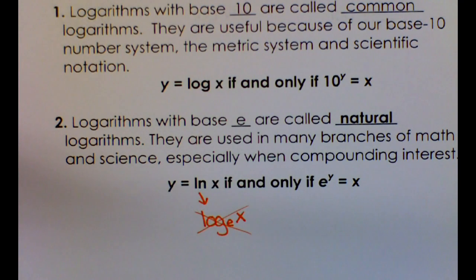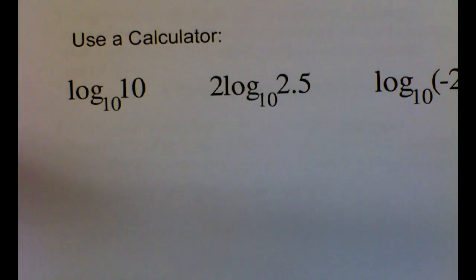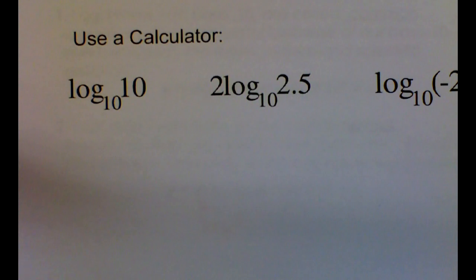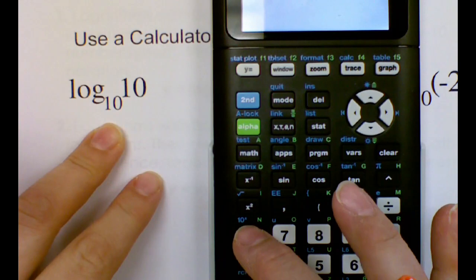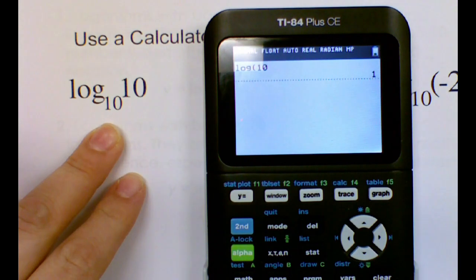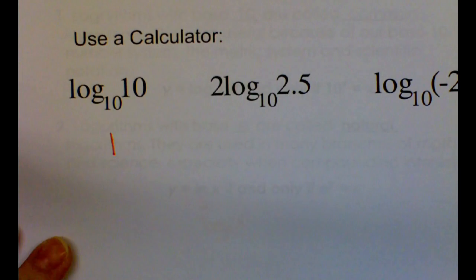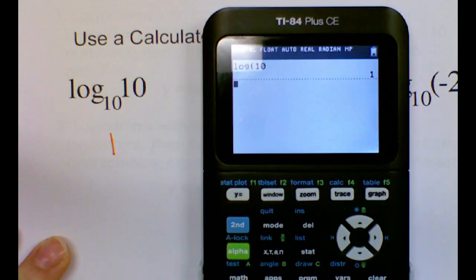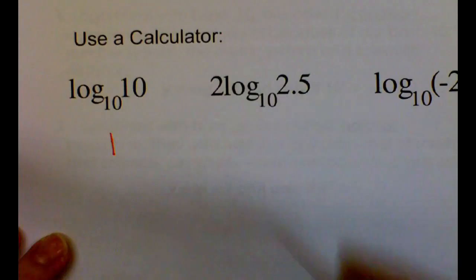So that brings me back to our problems from before where we were going to use a calculator. A log with a base of 10 is the kind we can do in our calculator. So log base 10 of 10, all I do is hit this key that says log. It pops up log, type in a 10, boom, look, it's 1. 2 times log base 10 of 2.5. Well, this one I needed 2 times log 2.5. Close my parentheses if I want, 0.796.